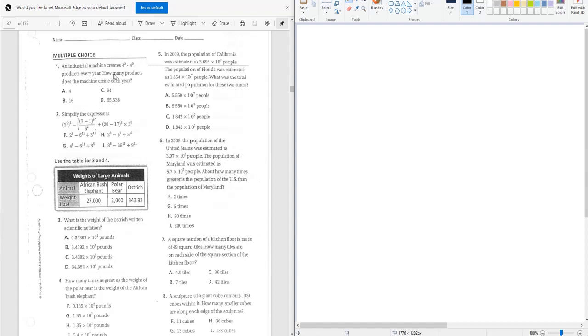So, an industrial machine creates 4 to the 3 times 4 to the 5 products a year. How many products does the machine create each year? Okay, so what we're going to do here is look at our problem, which is 4 to the 3 times 4 to the 5. And we're just going to remember our exponent rules here. So we have the same base and we're multiplying, which means that we're going to add, right? 4 to the 3 plus 5, that's essentially what that means, which is 4 to the 8.